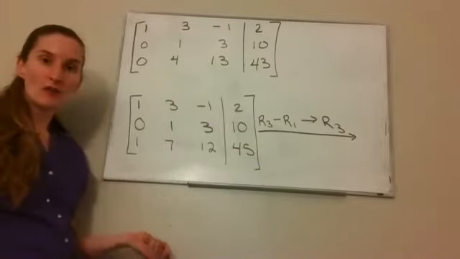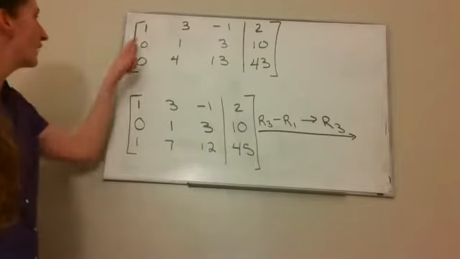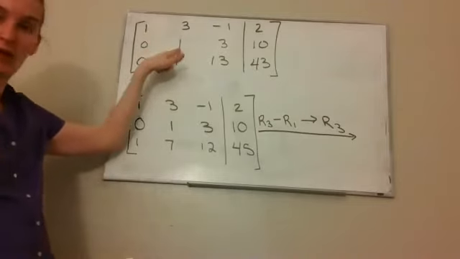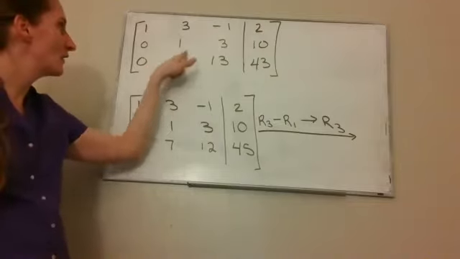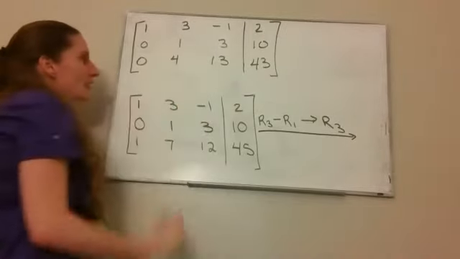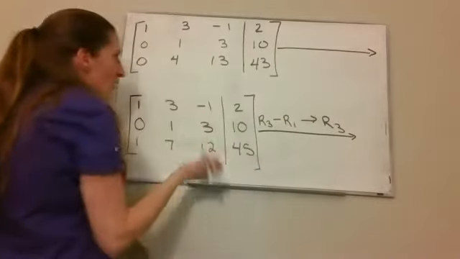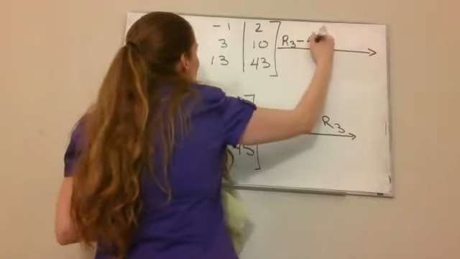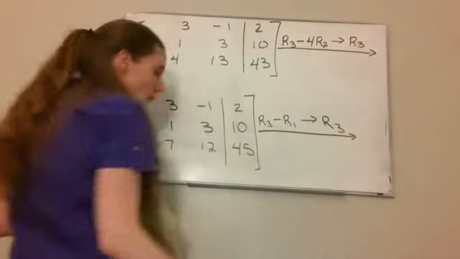Is it in row echelon form yet? No, but we're getting close. So I have this leading 1 with zeros beneath it. My next row has a leading 1, which is strictly to the right, so that's good. But I need to have a 0 beneath it. So how do I change this 4 into a 0? Well, we're going to do something very similar to what we've been doing. I'm going to take row 3 and subtract 4 row 2 and store that in row 3.